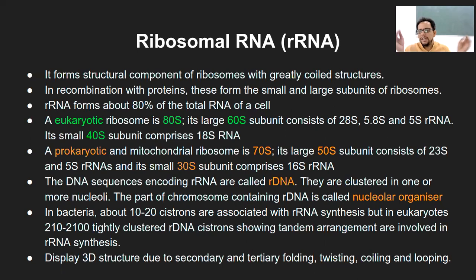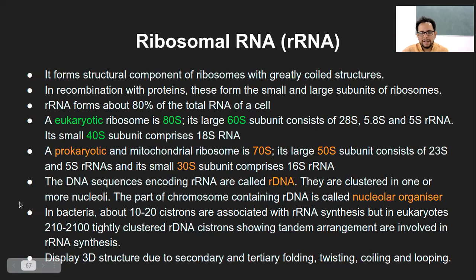That means they are present in sequence very close to each other. So that is what is the cluster. So the part of the chromosome containing rDNA is called the nucleolar organizer, because it ultimately organizes the ribosomes and so on. It is present in the nucleoli or nucleolus. So that is why it is called the nucleolar organizer.